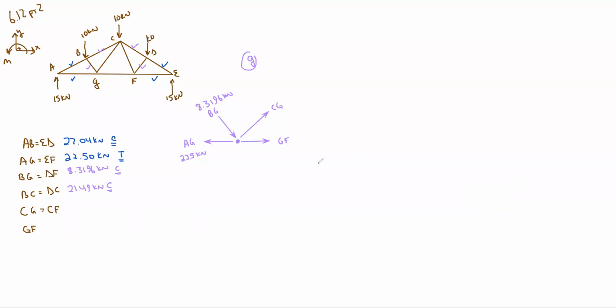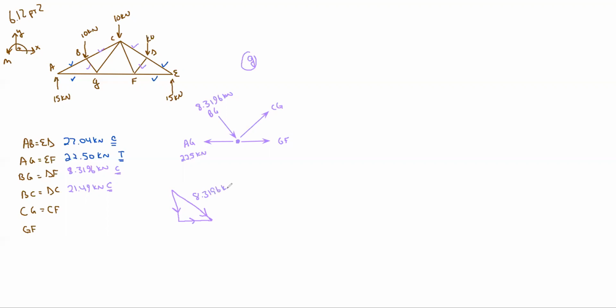Welcome back. Just to review, we only have two members left to do, well, we have three, but we know that CG and CF are going to be the same. So I'm going to work from point G. I filled in AG, we already have. AG was calculated earlier. It's in tension, hence the arrow going away. BG is in compression, hence the arrow going into the joint. BG is at a diagonal, so we know we're going to need an X and Y component for that. It's going down, which means Y would be in the negative direction, X would be in the positive direction.